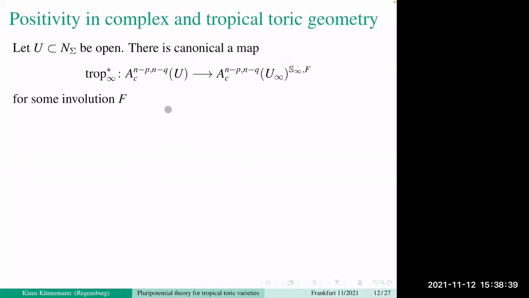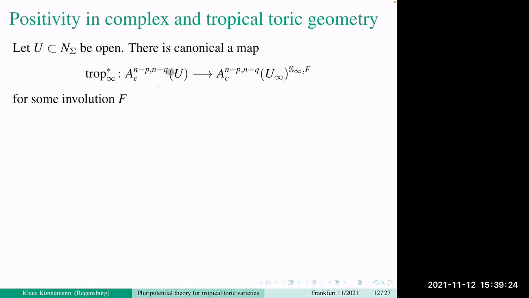This is from the paper in Mathematische Zeitschrift which I mentioned, where we compare positivity in complex and tropical geometry. Start with an open subset in this tropical manifold. Then there's a canonical pullback map here. Observe that the map trop infinity is a map from a complex manifold, where you have complex PQ forms, to the tropical manifold, where you have these real Lagerberg forms. Nevertheless, you can define a map from here to here, and it will even preserve compact support because the map trop is proper.